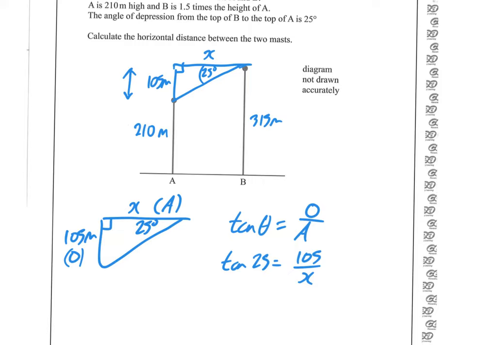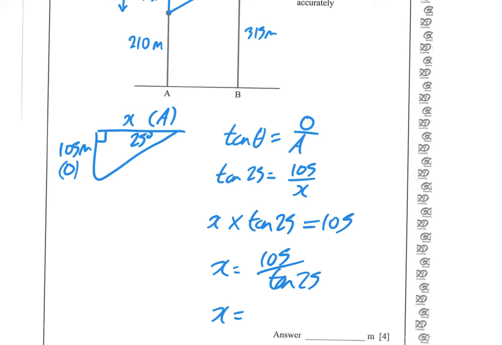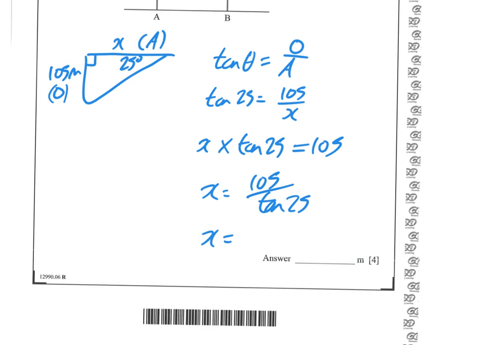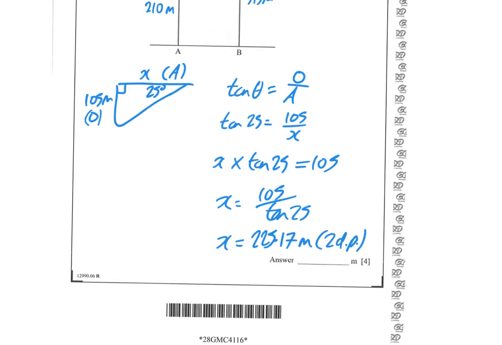It's the trickiest type of one of these. Multiply across by your x. x times tan of 25 is equal to 105, which means x itself is equal to 105 divided by tan of 25. Do that in your calculator, 105 divided by tan of 25, press equals, and you're going to get 225.17 meters. I've gone to 2 decimal places.